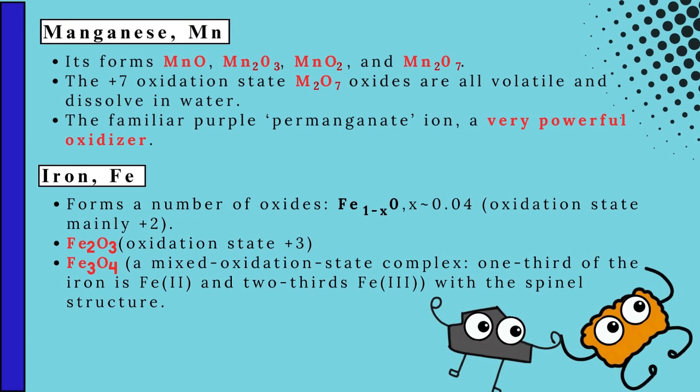Iron forms several oxides, including iron(II) oxide, iron(III) oxide, and iron(II,III) oxide. Iron(II,III) oxide has a mixed oxidation state and a spinel structure, which gives it magnetic properties. Manganese forms many oxides in different oxidation states. The +7 oxidation state forms the well-known permanganate ion, which is a very powerful oxidizing agent.